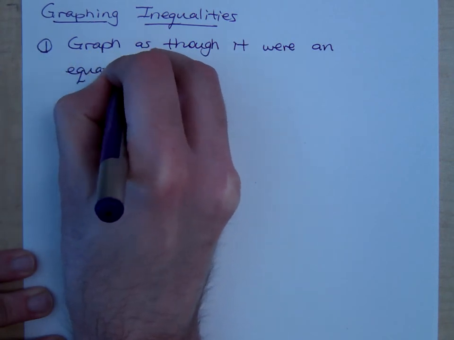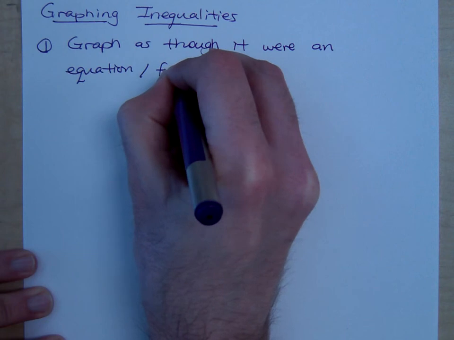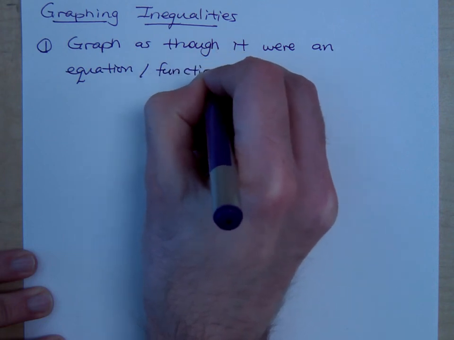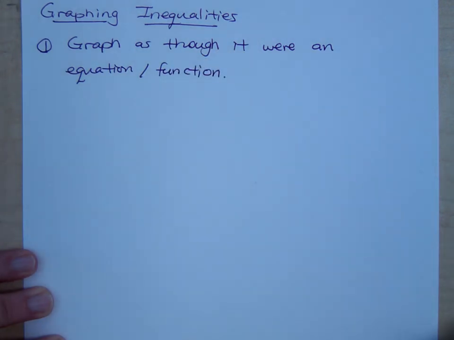And when I say graph as though it were an equation or a function, that means, is it a parabola? Is it an absolute value? How do you shift? How do you stretch? Can you find the slope or the intercepts? You graph it that way.